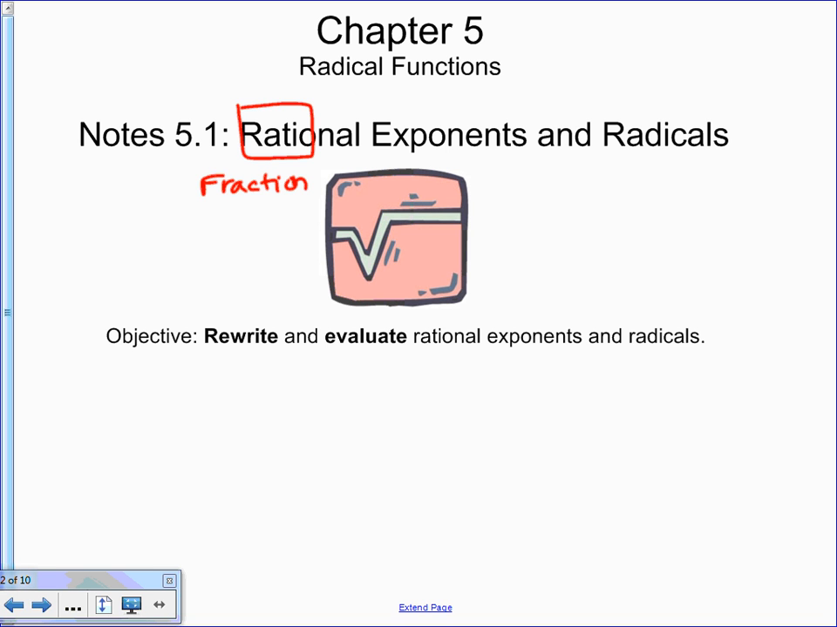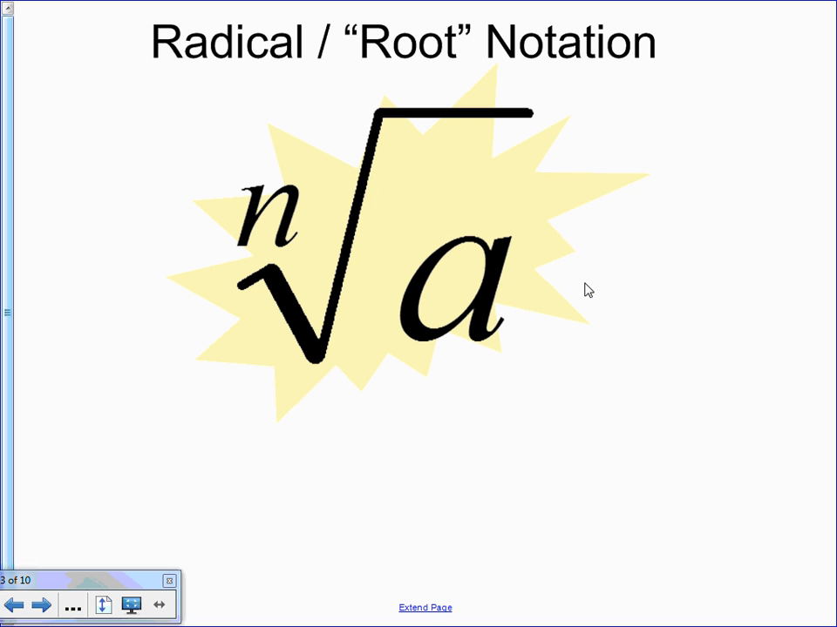So instead of having the polynomials like we had last chapter, where the exponents always had to be whole numbers, like 0, 1, 2, 3, 4, now we're going to mix in fractions. Okay, so we need to talk about something called radical or root notation. Go ahead and draw this picture. I'm going to name all the parts in the picture.